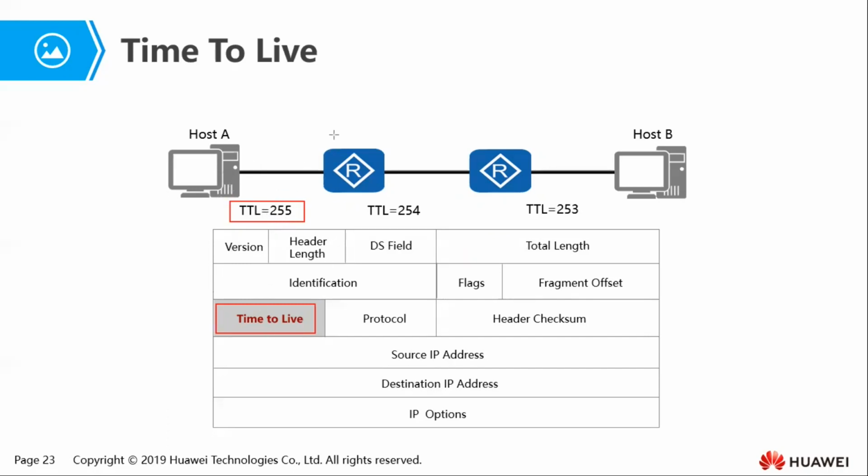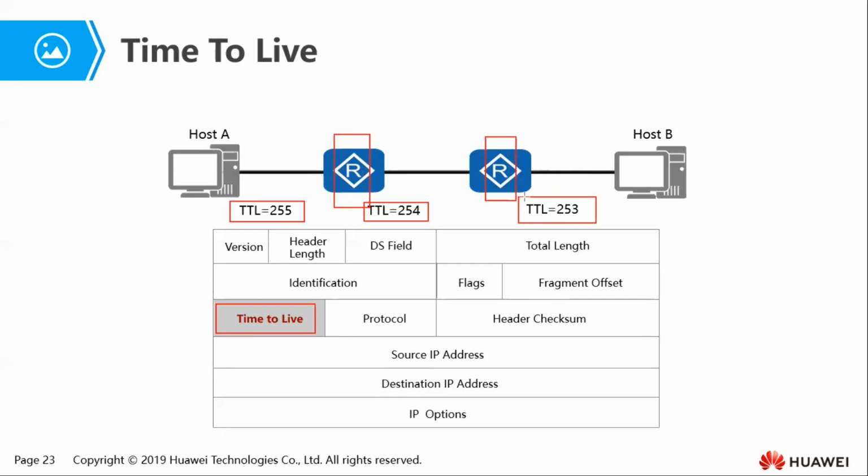Now, these routers that are transmitting that particular packet towards its destination are normally referred to as hops. So this is one hop, this is another hop. Every time the packet passes a hop, the TTL value is decremented by 1.